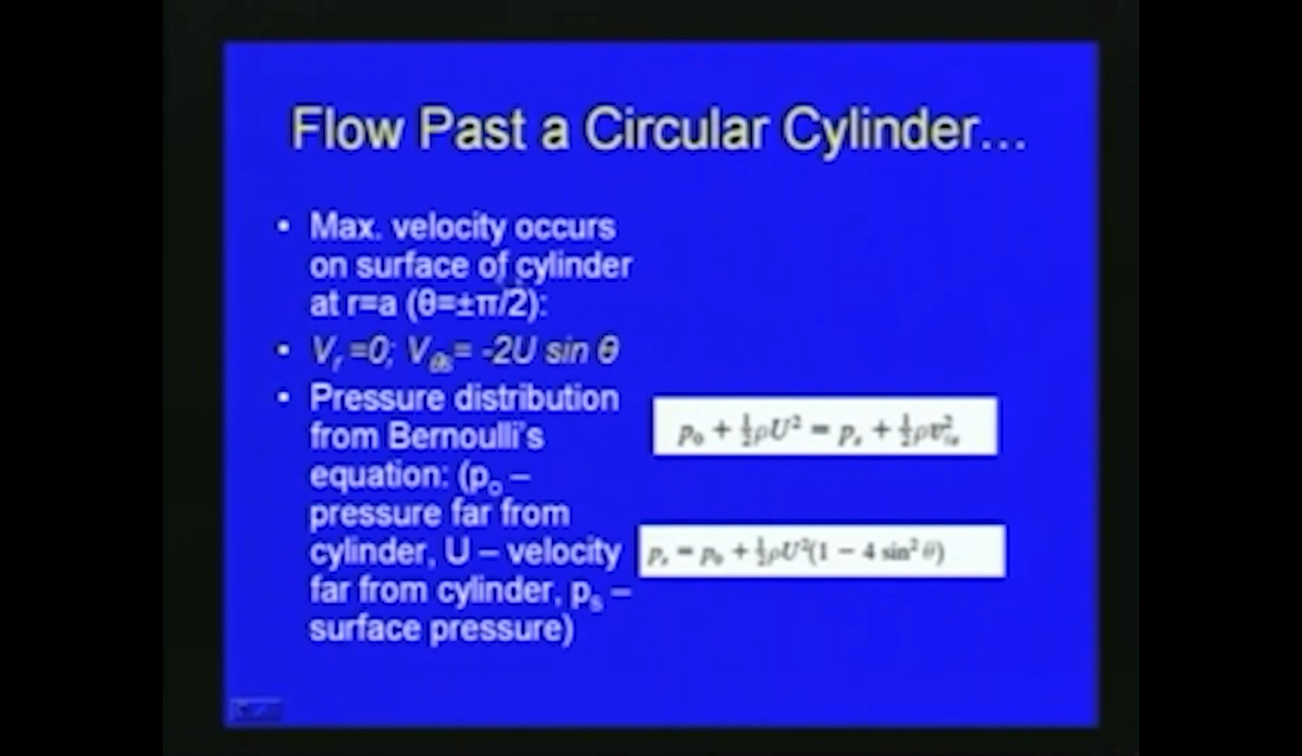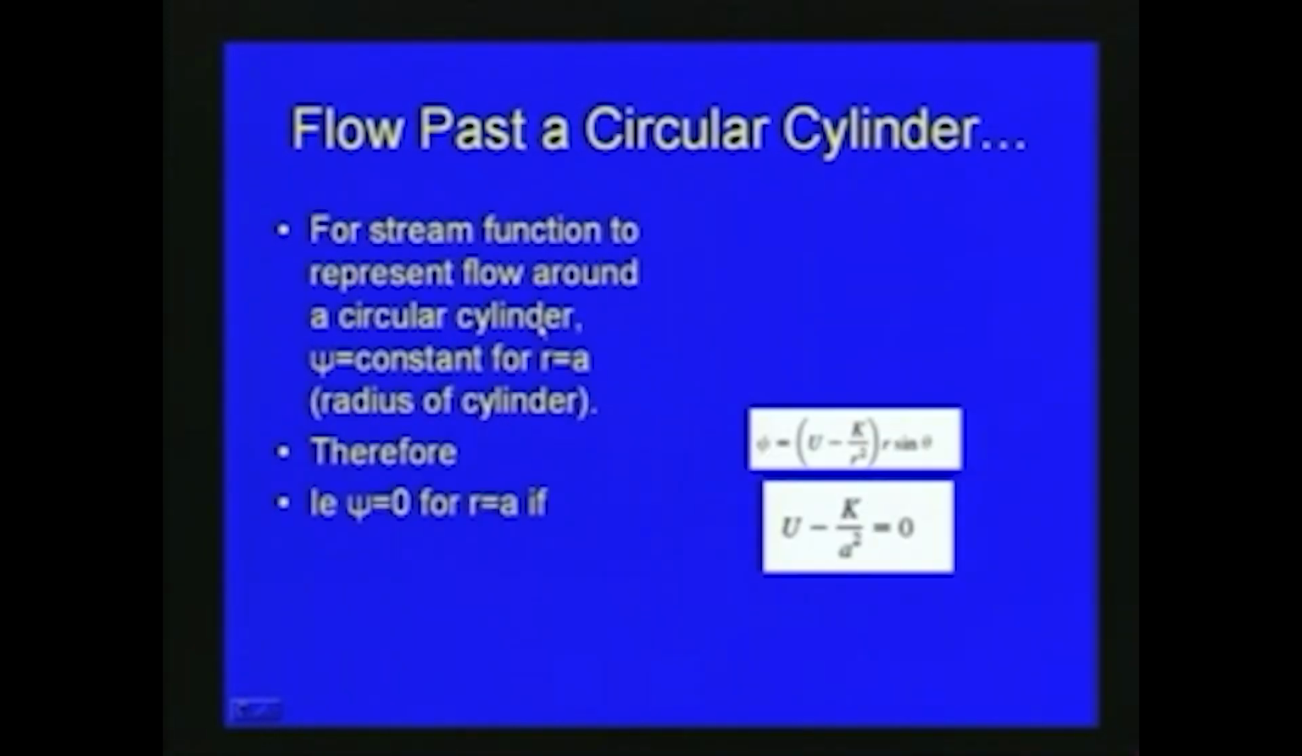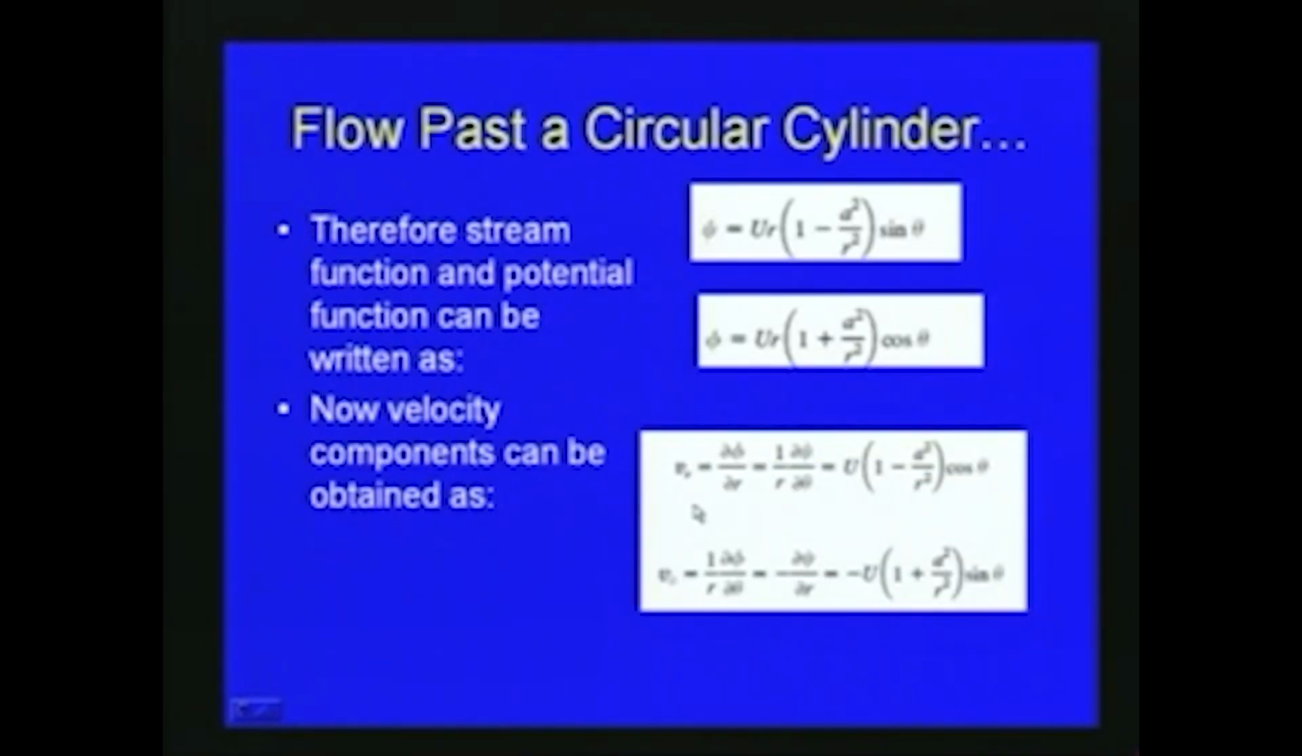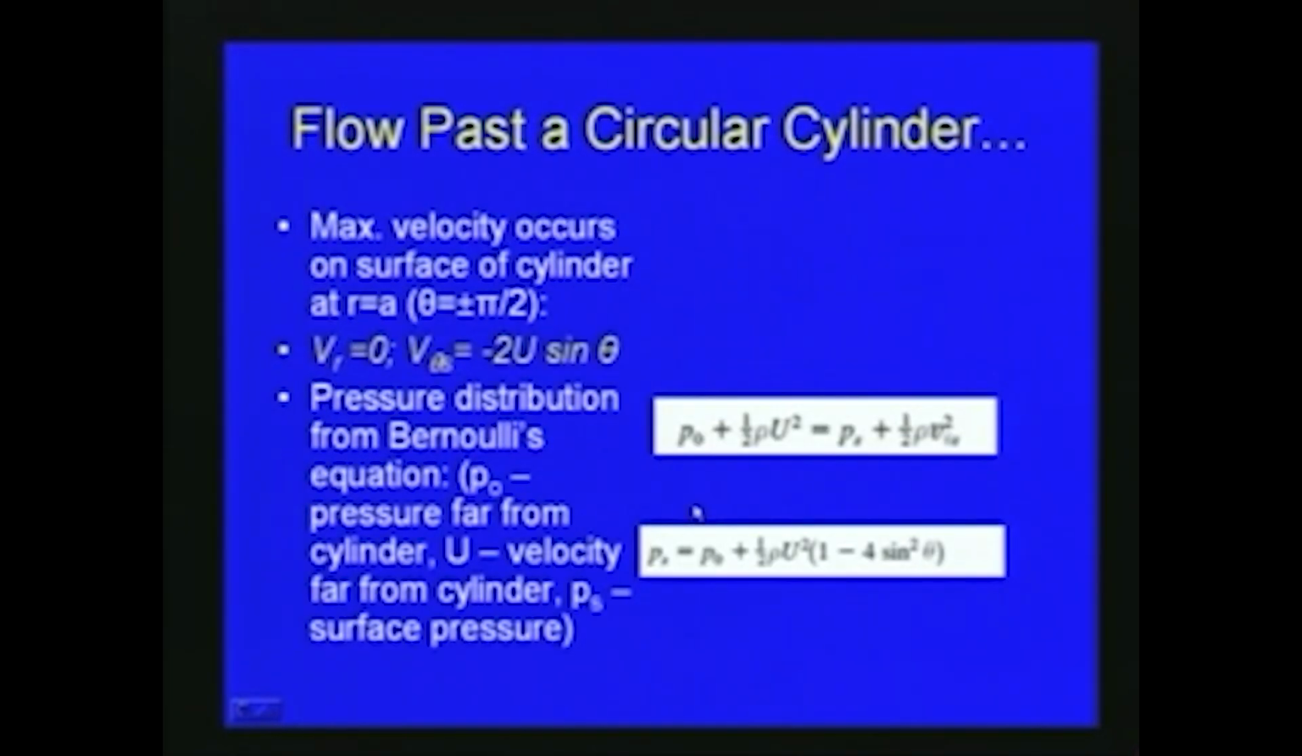The maximum velocity occurs on the surface of the cylinder at r equal to a, where theta is equal to plus or minus pi by 2, as shown in this figure. The maximum velocity is when theta is equal to pi by 2, that means either here or this location. This we obtain when we put theta equal to plus or minus pi by 2 at r equal to a. Then V r, the radial velocity, will be equal to 0, and on the surface of the cylinder, V theta s will be minus 2u sin theta.